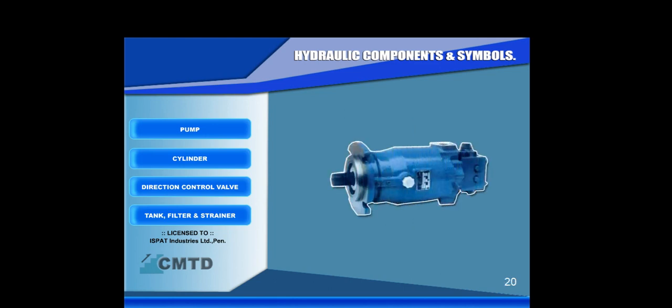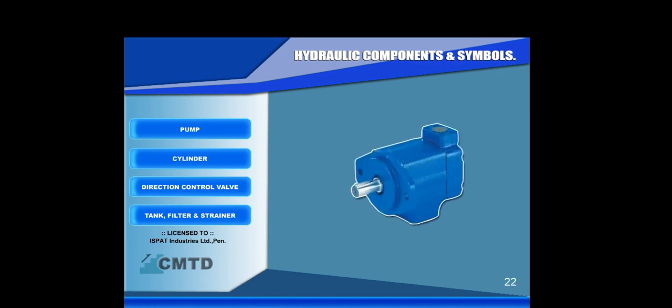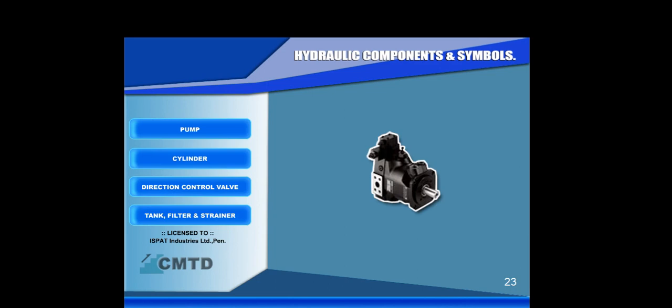But there is a functional difference in some of the pumps. That is fixed delivery and variable delivery pumps. Fixed delivery pumps deliver the same amount of oil at a specified RPM. This delivery cannot be changed. For example, gear pump. In a variable delivery pump, delivery can be varied at a specified RPM by means of some mechanical movement. Example is the axial piston pump, variable displacement axial piston pump.